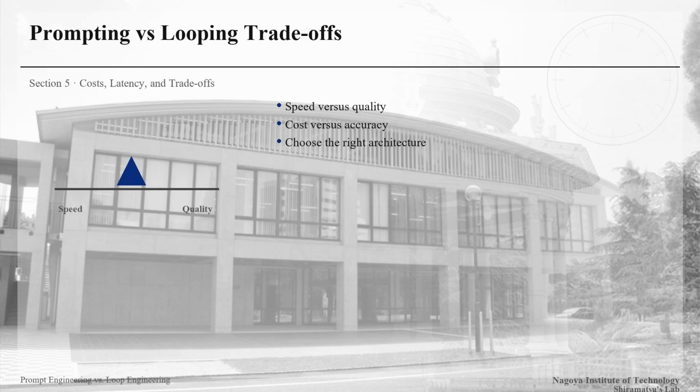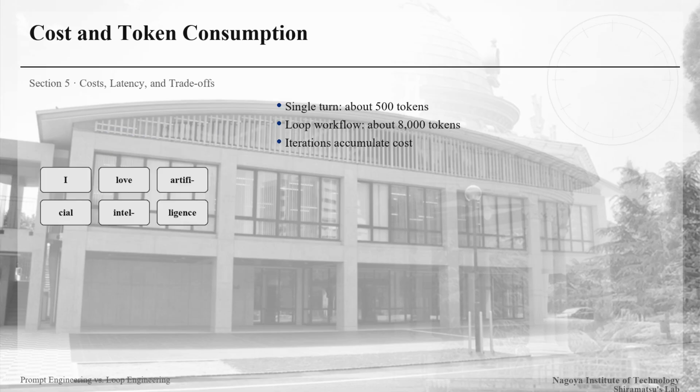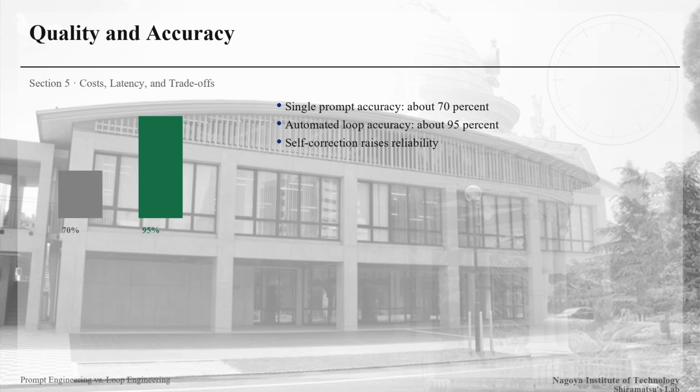Section 5 compares architectural trade-offs between prompting and looping: speed, cost, and quality. Latency rises with loops. A single prompt may return in 1 second, while a 5-step loop may take about 12. Token cost also grows. One turn may use a few hundred tokens, while loops can consume thousands across iterations. Quality often improves with loops.